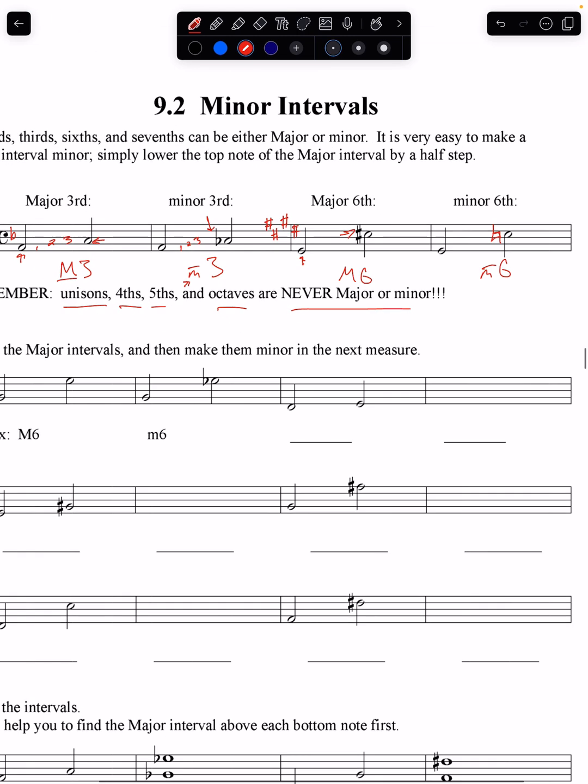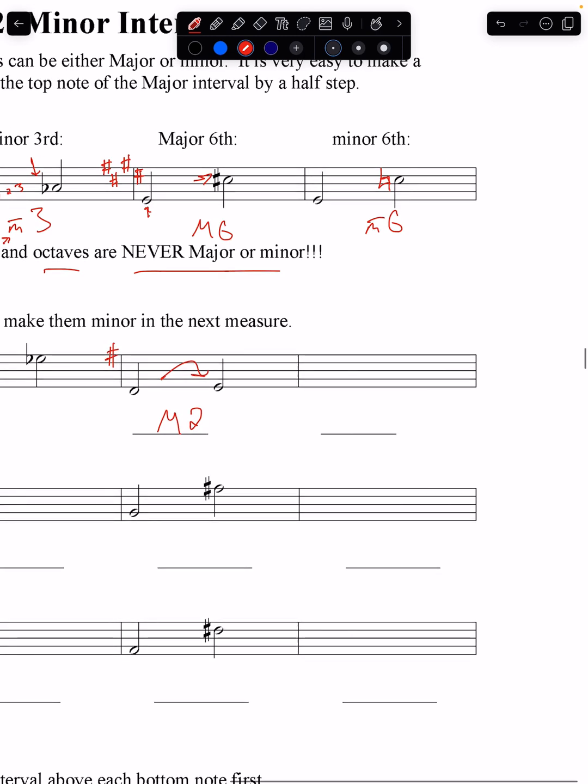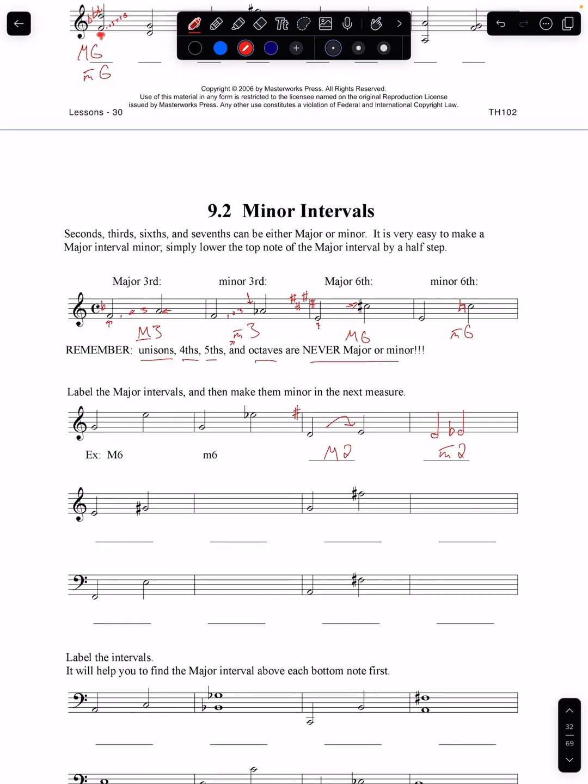So if we have D major, we have one sharp, which is on F, so that E is going to already be in the scale, so that's already going to be a major second. Then, if I want to make that a minor second, I go from D right here, and then I go to E flat to make that our minor second. Let's take a look at a few more examples.